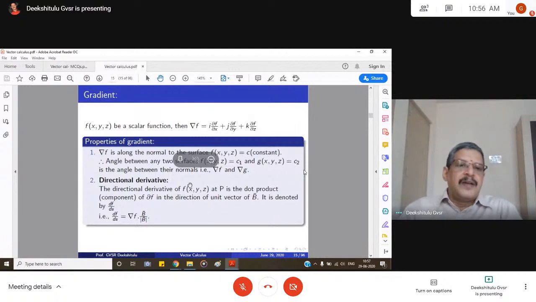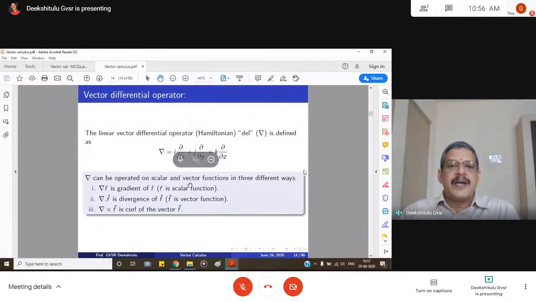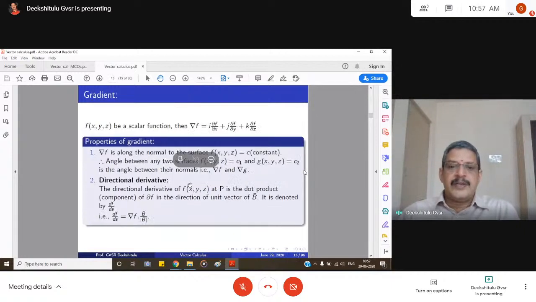Let us see one by one. Gradient. If f of x, y, z is a scalar function, then del f is called, because del is i dou by dou x plus j dou by dou y plus k dou by dou z, del f is i dou f by dou x plus j dou f by dou y plus k dou f by dou z. This is called the gradient of the scalar function f. If f is a scalar function, then grad f is given by i dou f by dou x plus j dou f by dou y plus k dou f by dou z.